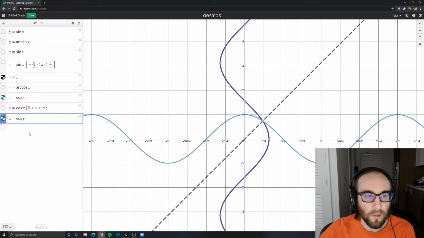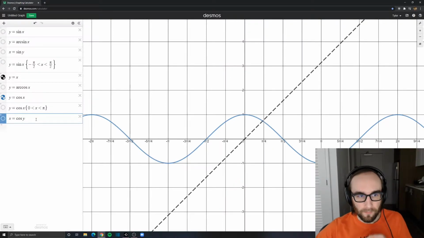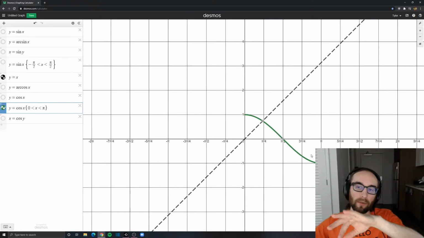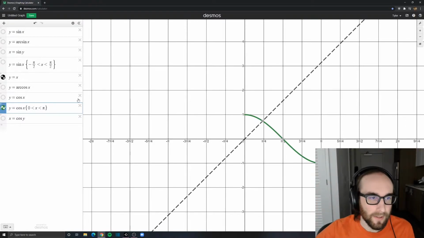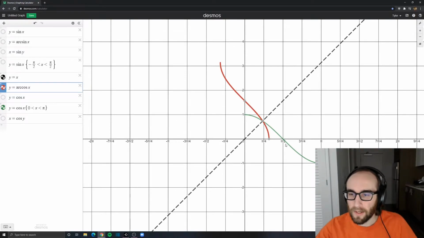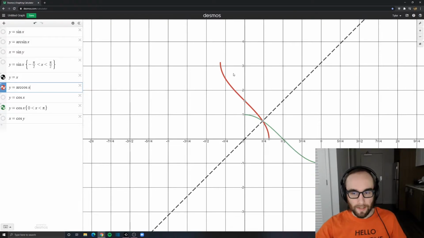So first, what we want to do is restrict our domain. So we're going to take cosine of x and we're going to restrict it in between 0 and pi. So we're just taking a look at this section of cosine of x. We're going to take this, we're going to flip it or reflect it across the y equals x line, and what we end up with is this graph right here. Flipped across the y equals x line, as you can see, we end up with a function that passes the vertical line test.